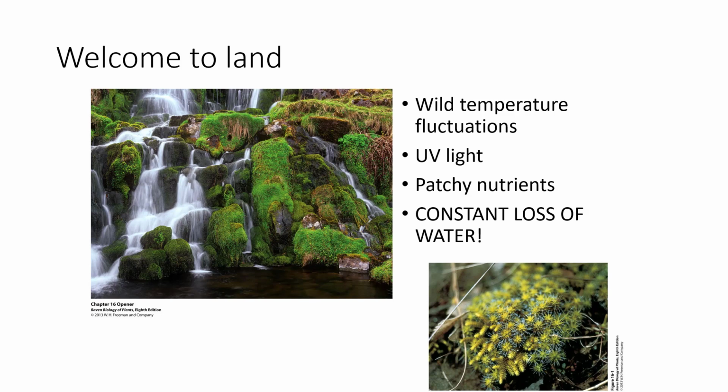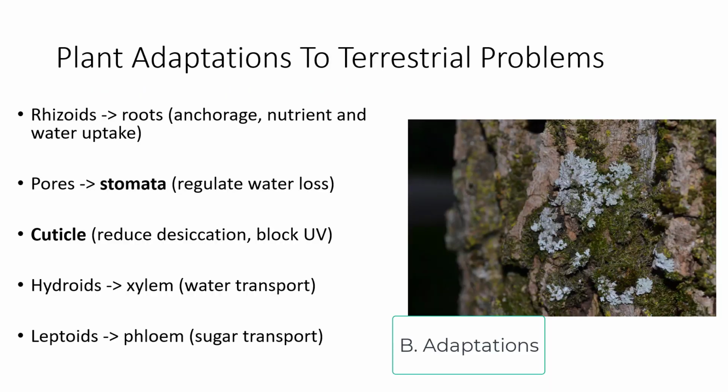Nutrients are patchy on land, whereas in water, you're surrounded in kind of a nutrient-rich broth. On land, there may be spaces where there's very low potassium or very low nitrogen. And of course, the biggest problem of land is there's a constant loss of water because you're not surrounded by water. Plants have adaptations to these land problems.